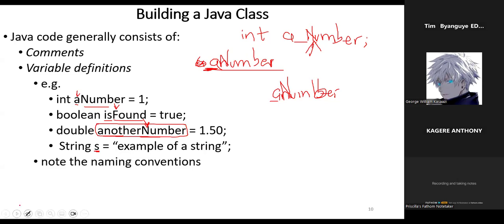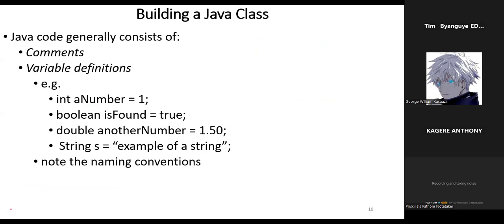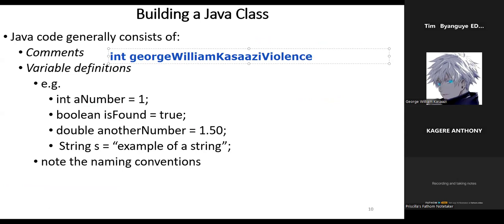Meaning, if I wanted to create a variable out of my name, and I have three of them, it would look like int, let's make this bigger, so int George, and now the William will start with a capital, and Sazi, like that, right? So this is a valid camel casing name simply because of the way we have that capitalized, that, and that.